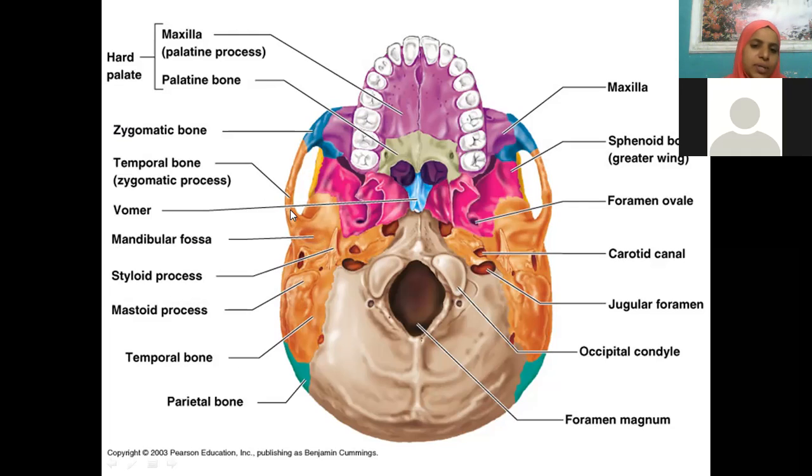So this would be the temporal process of the zygomatic bone, and the zygomatic process of the temporal bone. In between, we will have a suture, isn't it? So this is all the zygomatic arch.